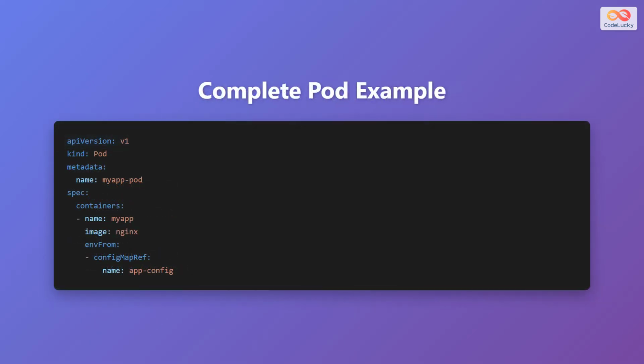Here's a complete example of a pod that uses a ConfigMap. We define a pod with API version v1 and kind Pod. In the metadata, we name it myapp-pod. The spec section defines the containers. We have one container named myapp using the Nginx image. To inject all ConfigMap values as environment variables, we use envFrom with configMapRef pointing to our app-config ConfigMap. When this pod starts, all the configuration values from the ConfigMap will be available as environment variables inside the container. This makes it easy for your application to access configuration data without any hard-coded values.